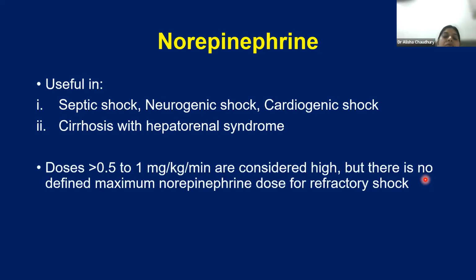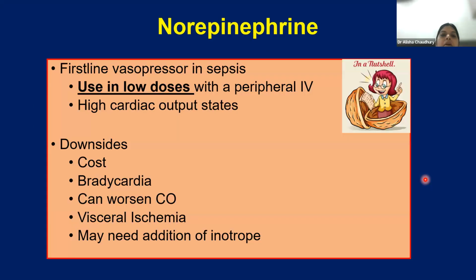Any dose of noradrenaline more than 0.5 to 1 mics per kg per minute is really considered high. But if you ask what is the maximum NORAD dose for a refractory shock, there is no such defined dose. Every institute has a separate protocol of diluting it and titrating it. So it is advisable to follow your ICU or your institute's protocol. In a nutshell, noradrenaline is the first line vasopressor in sepsis and other kinds of shocks, especially when the patient is in hypotension. If you are using a peripheral IV line, it is okay to use low doses, but for higher doses, it is better to put in a central access.